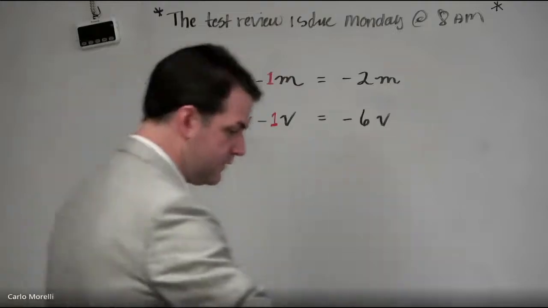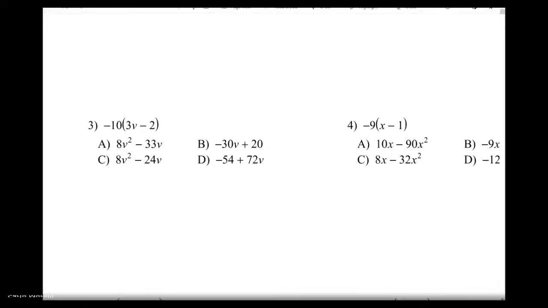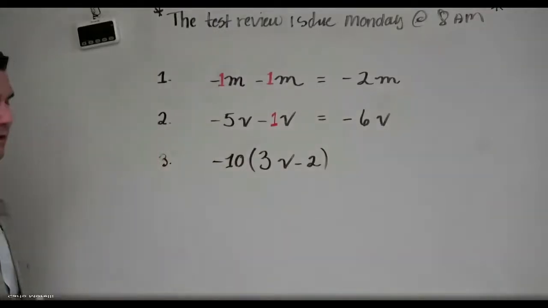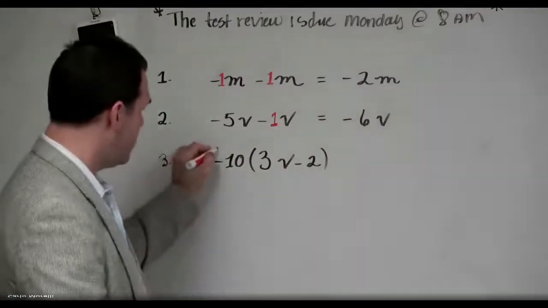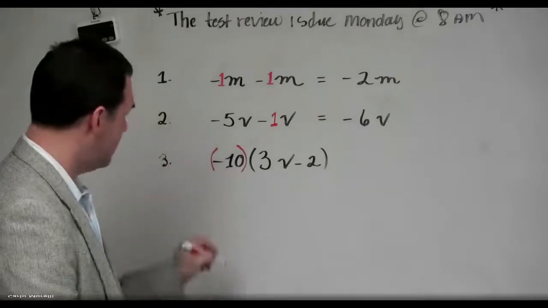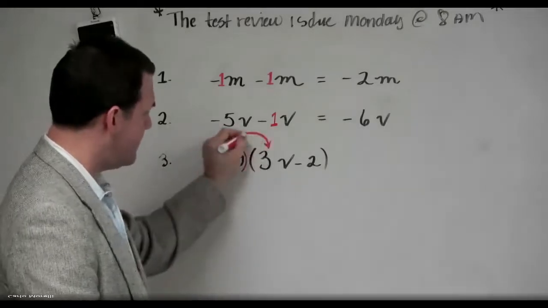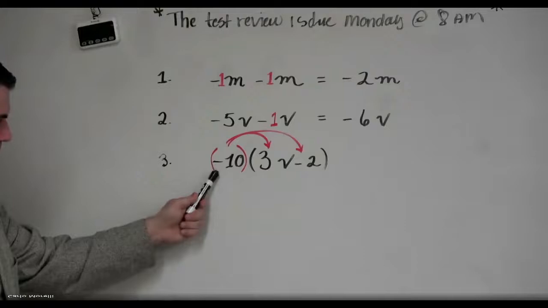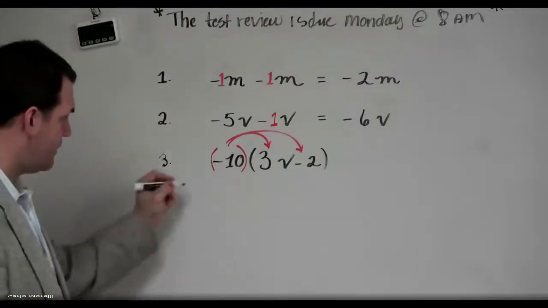Number 3, let's see what that looks like. So you've got to rewrite the whole problem. Negative 10, open parentheses, 3v minus 2. You have to use the distributive property. We're going to actually distribute the whole negative 10. This is going to look real easy and simple right now, but there are future problems where knowing that you always include the sign when you distribute will become important.